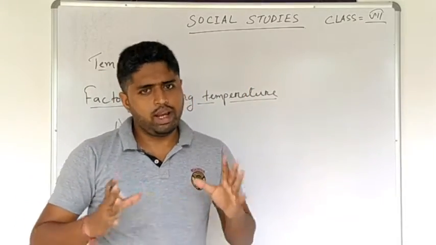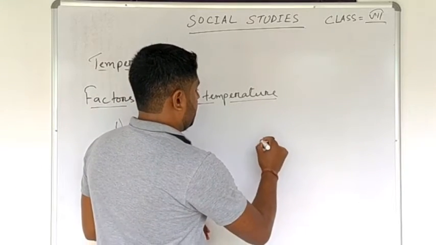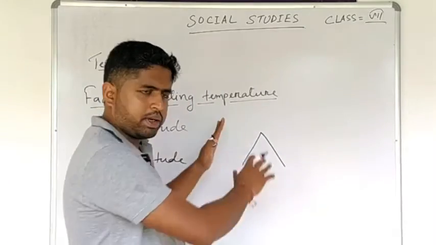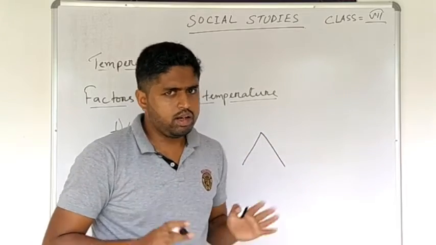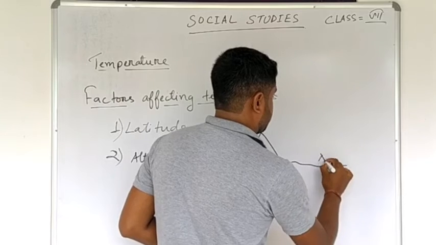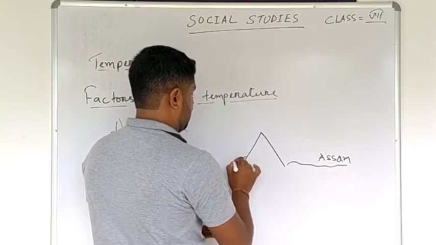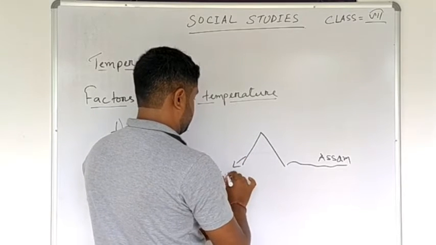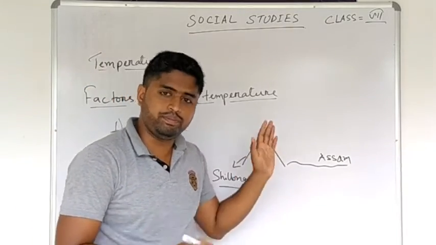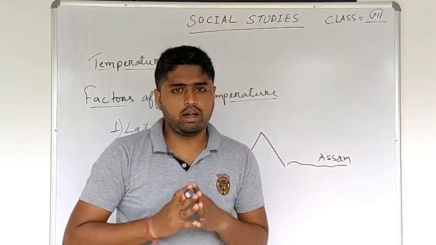Now, what is altitude? Let me explain it with this diagram. Assume that this is Meghalaya. Clear? Meghalaya is situated on a hill. And nearby it is Assam. Assume that this is Assam. And this is Shillong. As Shillong is situated on a hilly terrain, what is the fundamental basic rule?